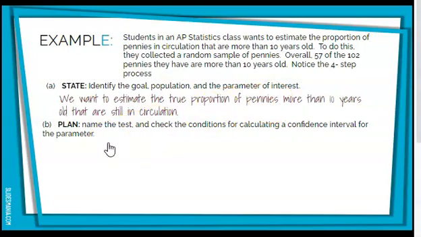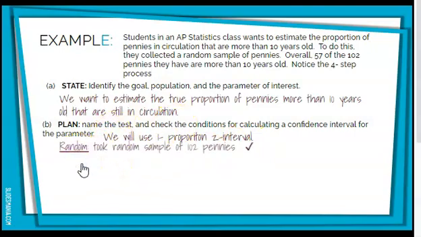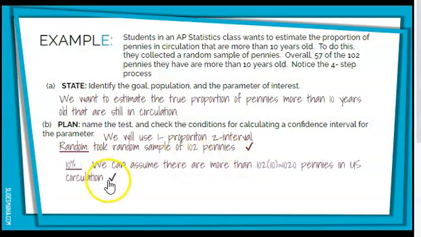The second step is to plan. And when you're asked to plan, it's a lot of steps. You have to name the test we're using and check the conditions. So the first thing you need to know, the test we're going to do is a 1 proportion z interval. And then the conditions we've talked about. First, random. Was our sample random? Well, it tells us that it's a random sample of 102 pennies, so that condition is satisfied. 10%. We can assume that there are more than 10 times 102, which is 1,020 pennies in U.S. circulation. We know that for a fact. It's safe to assume that.